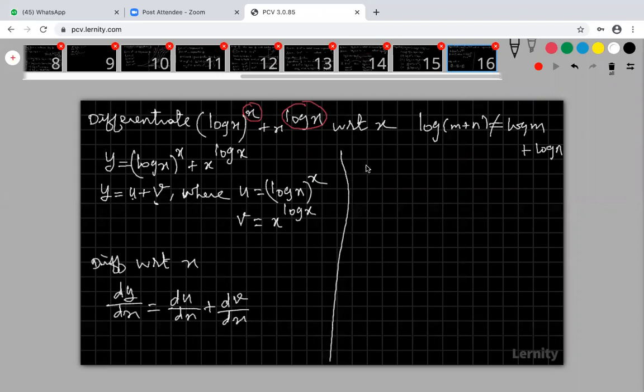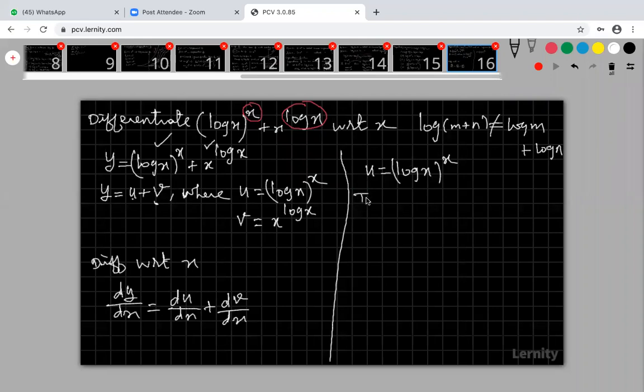Now, our aim is to find du by dx and dv by dx. What is actually u? My u is nothing but (log x)^x. How to differentiate? The power is an x function, so we have to take log on both sides. Sir, you just told us not to take log on both sides here, because there are two terms. Okay, if you take log on both sides there, you would have to apply this type of formula, but we don't have such a formula. But here on the right hand side we have only one term. (log x)^x is the only one term.